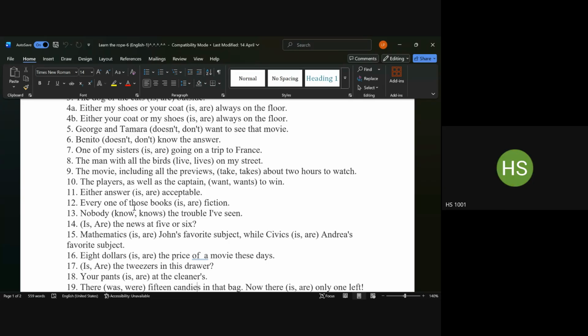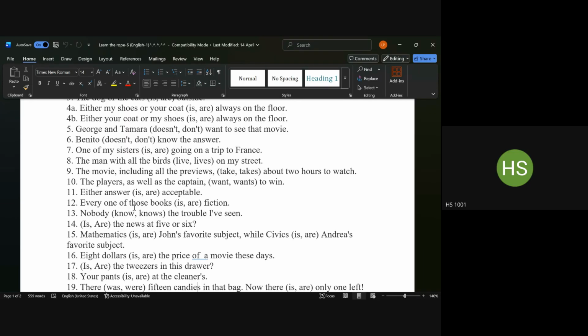Is, right? One of my sisters is going on a trip. So don't get trapped with the word sisters. You look at the word closer to the verb, you see sisters, and you think sisters are going on a trip. But this is a phrasal subject. One of my sisters is going on a trip to France. We're talking about one among the many sisters. Now, eighth one, the man with all the birds lives on my street.